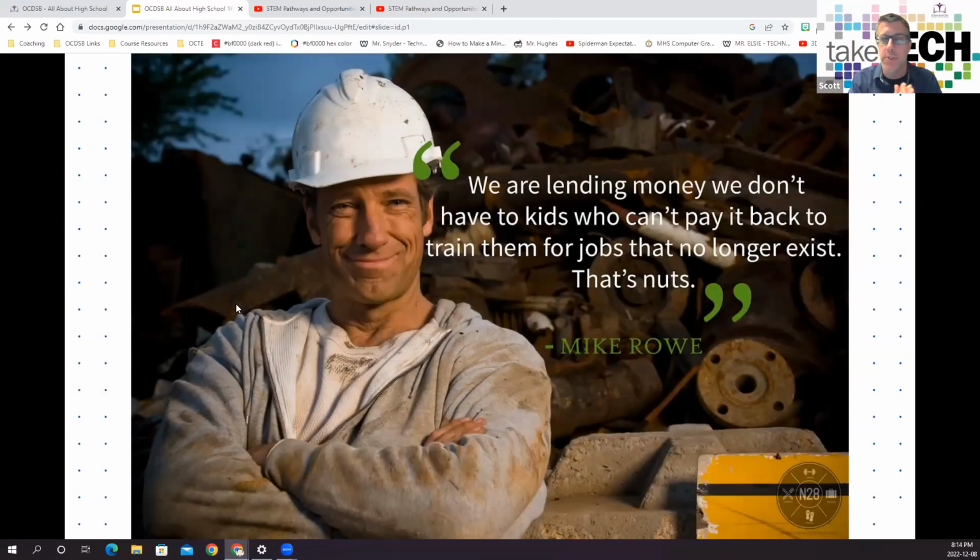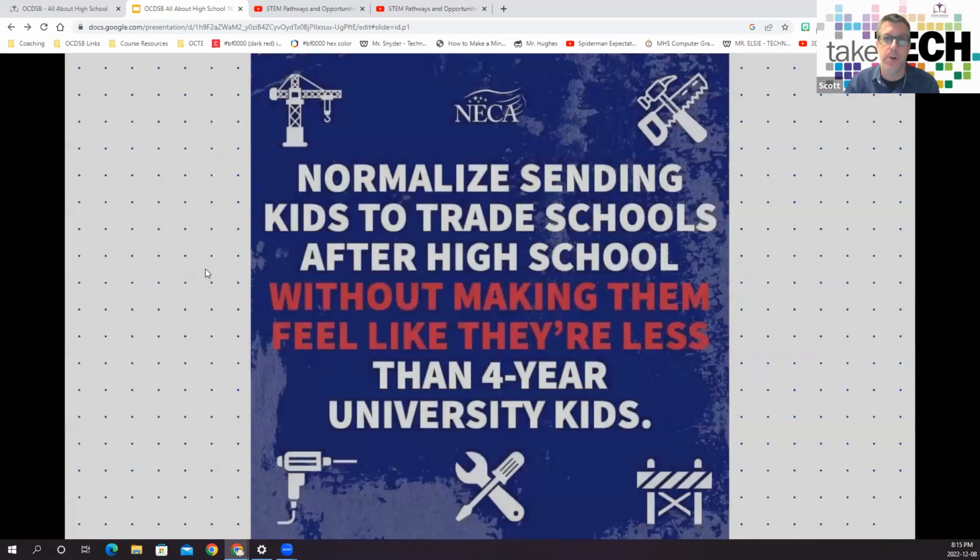And when I show this slide, I'm certainly not trying to discourage any pathway when I say that we're lending money we don't have to kids who can't pay it back to train them for jobs that no longer exist. That's nuts. And that's a quote by Mike Rowe, host of Dirty Jobs, who's a big advocate for trades and technology. Again, I don't say that to discourage any pathway. I say it because we need to encourage students in whatever pathway they want to choose.